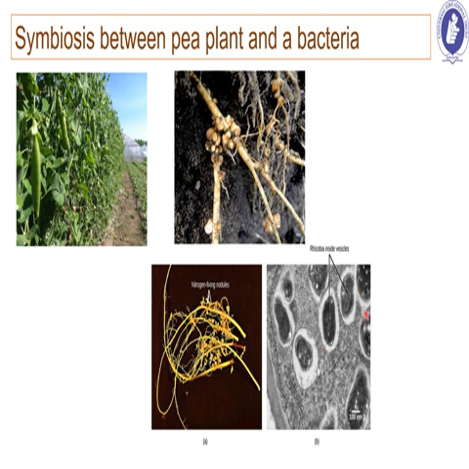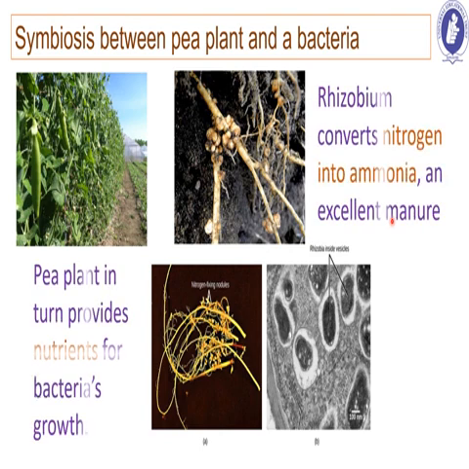So, how are the pea plant and bacteria mutually benefited? What is the symbiotic relationship between them? Rhizobium converts nitrogen into ammonia, which is an excellent manure for the leguminous plant, for the pea plant to grow. Pea plant in turn provides nutrients for the bacteria's growth. This is how these two are showing the symbiotic relationship.